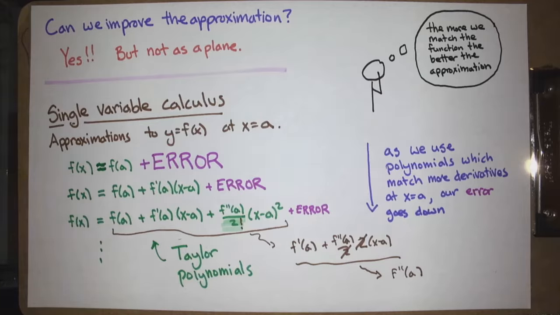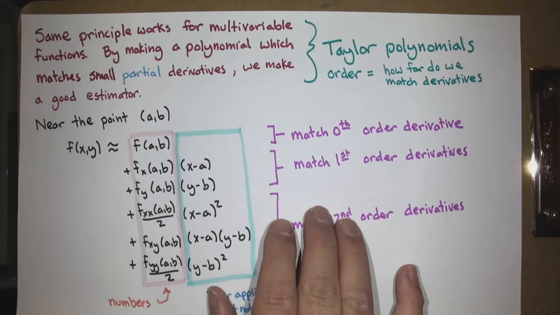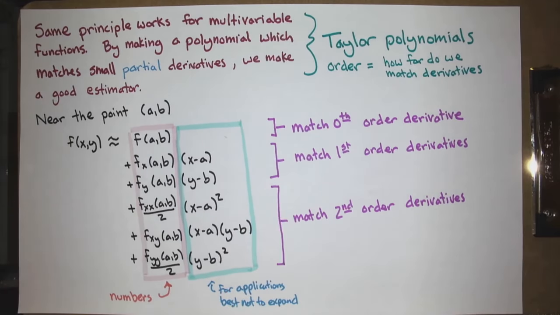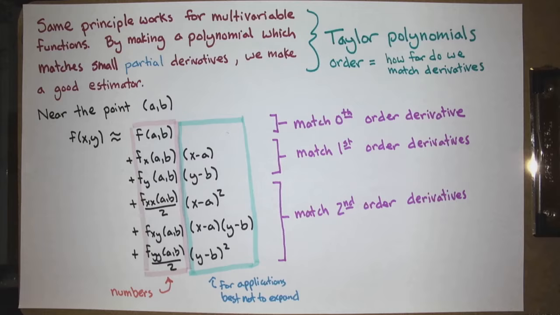So this is single variable. Now you're thinking, well, okay, but what about multivariable? Same principle. So the goal here is we're making a polynomial. We're going to match small partial derivatives. And as we do that, we make a good estimator.